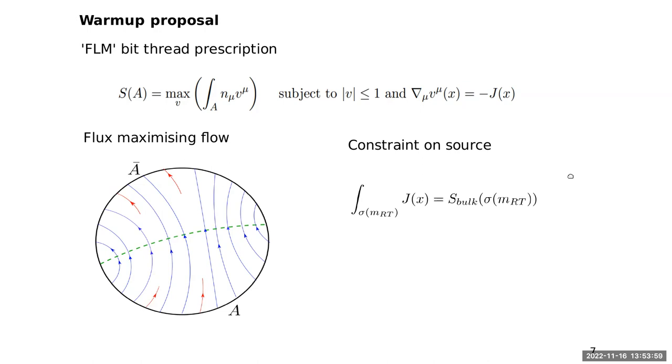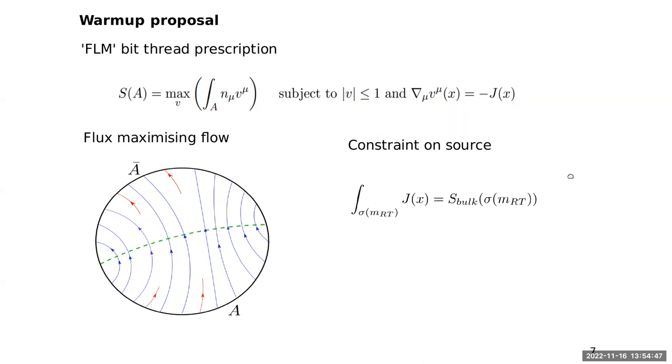It's exactly the same as the classical prescription, except that we allow for a non-zero divergence of the bit threads. So we allow for some source function j of x, which I'll discuss. Because of this source term, these threads can start and end at points in the bulk. I've colored the threads which end at points red, but the color is not fundamental. And the constraint we need to put on the source is that the integral of j of x over the bulk homology region for the RT surface, which is the dotted line, is equal to the bulk entanglement entropy.